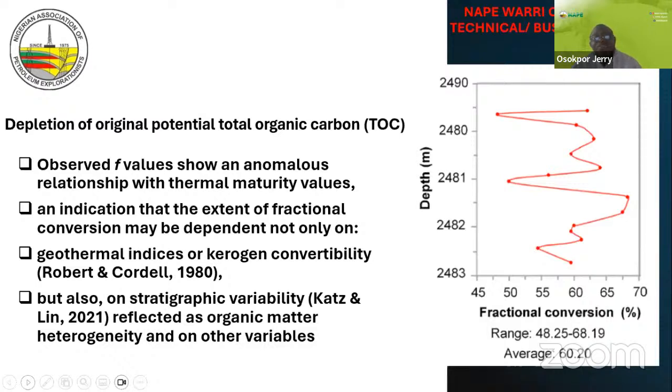the source rock, as it were, the convertibility of kerogen to hydrocarbon, because different types of organic material have different convertibilities, and also there could be stratigraphic variability because organic matter in all stratigraphic horizons are not the same. That leads to heterogeneity and some other variables that are beyond the scope of this presentation. Next slide.